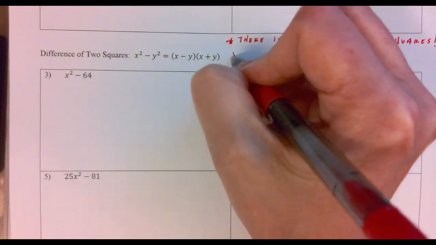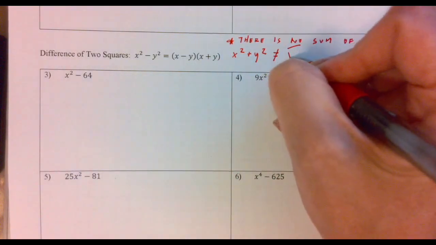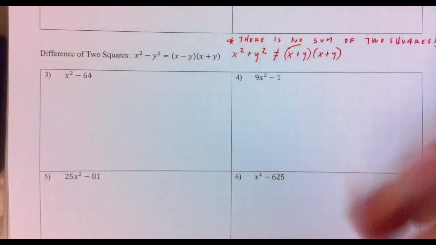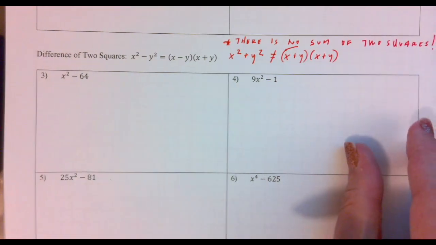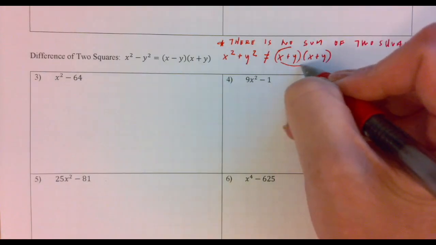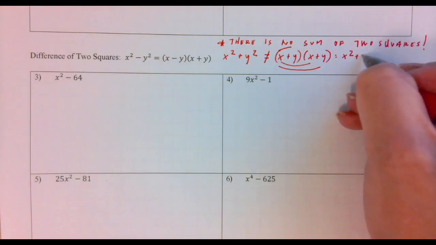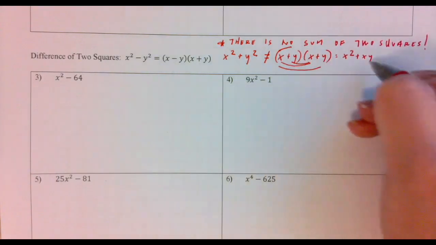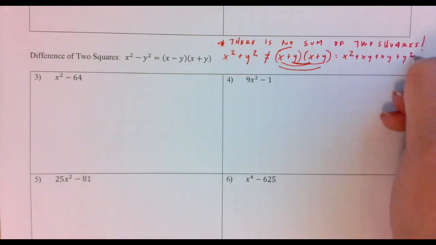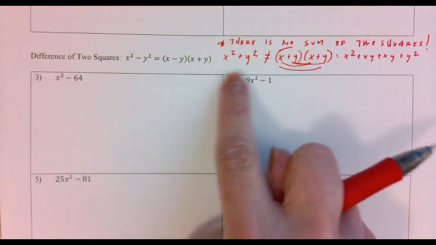So if I tried to factor x squared plus y squared, it does not become x plus y times itself. I always get that question. If I tried to multiply this out, if I tried to FOIL it out, watch what would happen. I'd have my first, x squared, my outer, xy, my inner, also xy, and then my last would be y squared. So there'd be some meat in the middle that we are not seeing here.